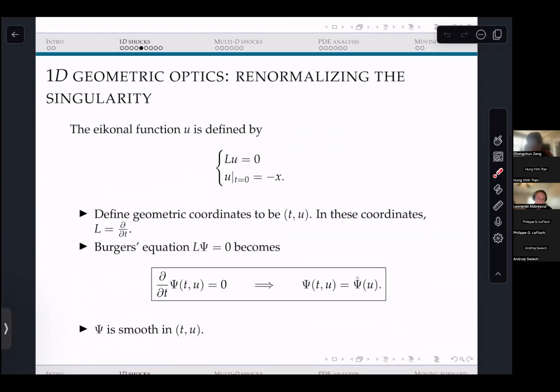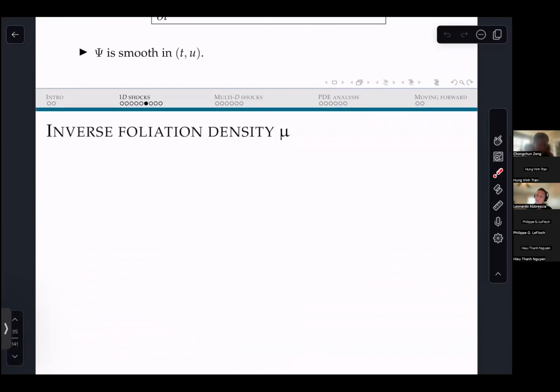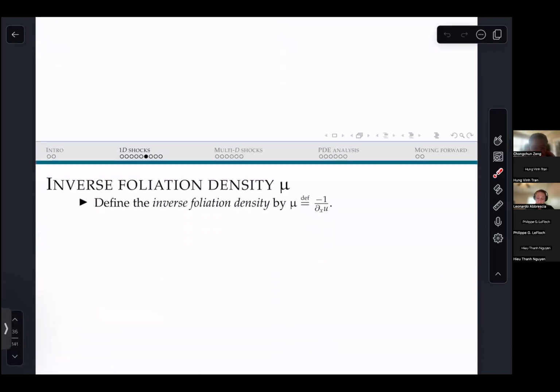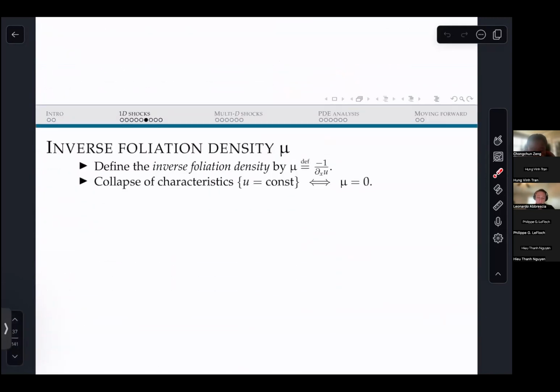Okay. So where is the singularity? We already know that a singularity is there. So how can you recover the singularity from these coordinate systems? And that comes from something called the inverse foliation density. So what is it? It's very easy to define. It's literally just the Jacobian matrix of the change of variables between (t, u) and (t, x). Okay, very easy to define.